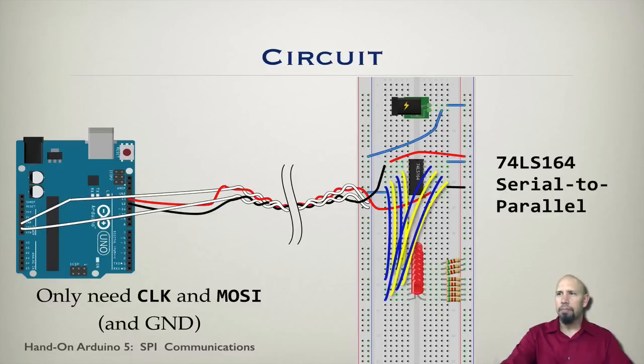Here's the circuit. In this case, we only need the clock and the master out slave in. We don't need a slave select because we're only having one device, and we don't need the master in slave out because it's only communicating in one direction. So ordinarily you need at least 4 pins for SPI communication, but in this example we actually only need 2 data pins, and then of course we need ground to connect everything.